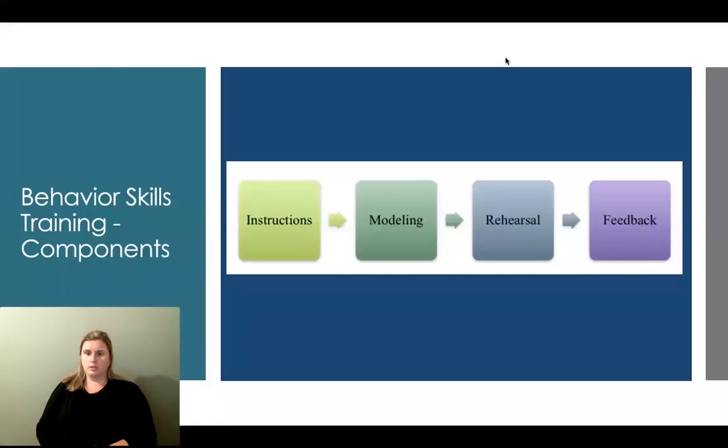So what are the components in behavioral skills training? Well, as I already mentioned, the basic components of BST include instructions or review, modeling, skill rehearsal, and performance feedback.